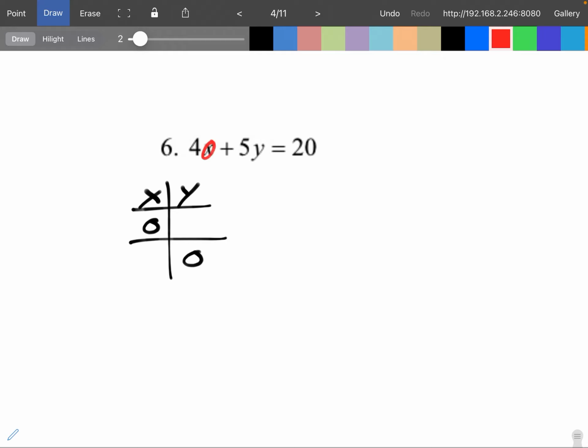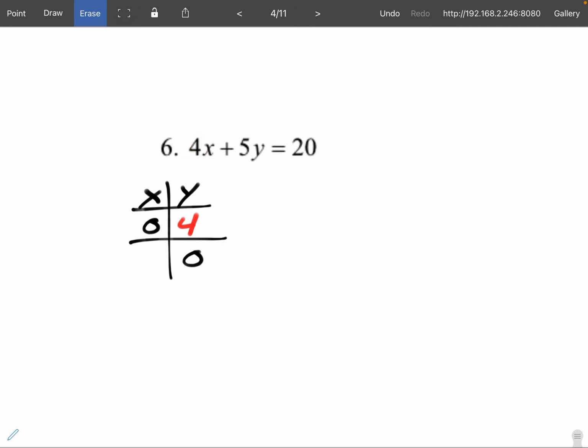I think we're almost done, are we? We got one more of these or no? Yep. Yeah, we got number 6. Same thing again. Real quick. We'll make the chart.